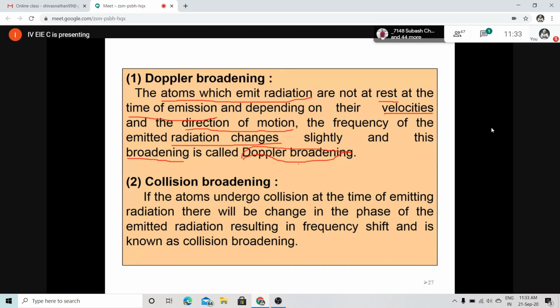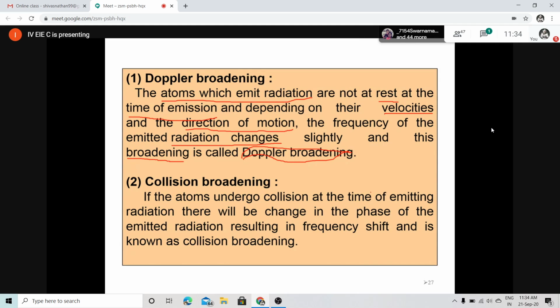So, that is what you need to understand from Doppler broadening. Clear? Now, collision broadening. Now, if these excited atoms undergo collision at the time of emitting radiation, then there will be a change in phase of the emitted radiation, resulting in a frequency shift and also accompanied by broadening. So we call this collision broadening.